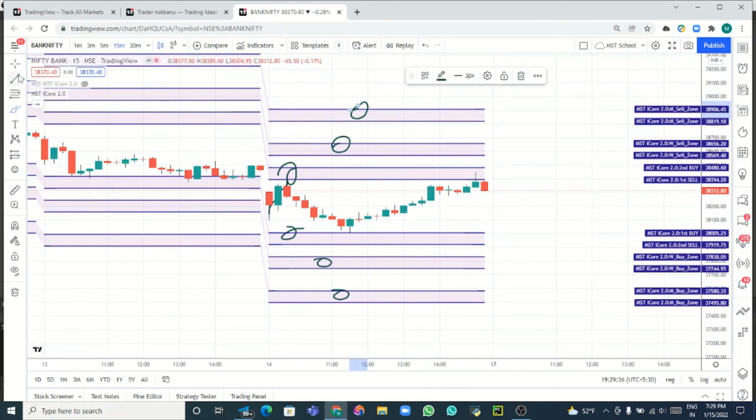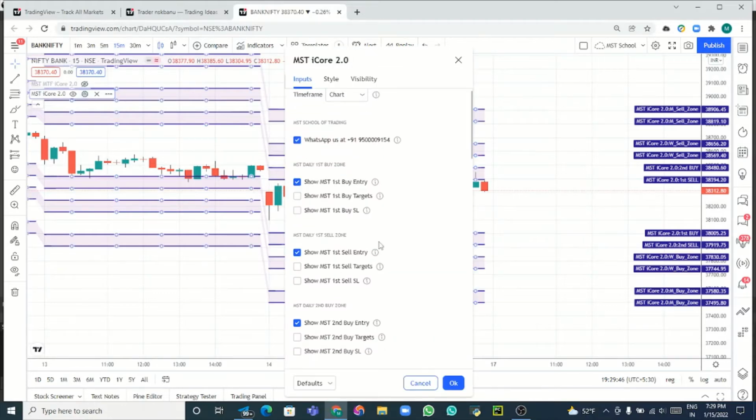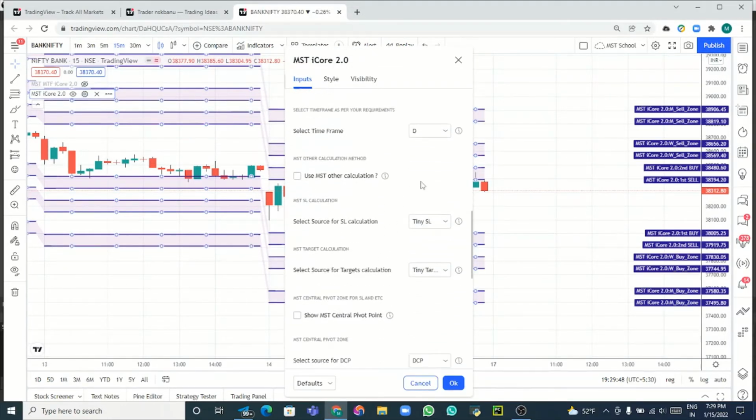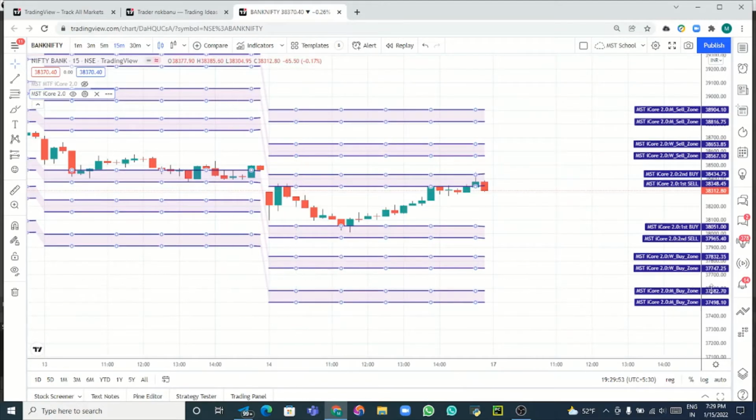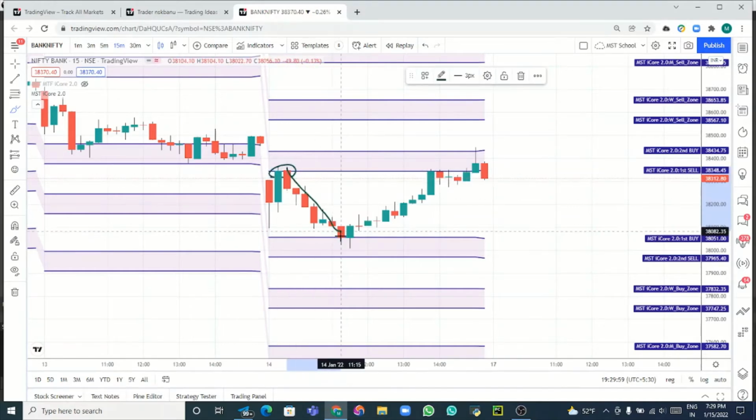So yesterday, what happened in Bank Nifty? Now you all can see. In Bank Nifty, what we are suggesting, you can keep by default, otherwise you can change to 360 also, it is up to you. Now you see what happened. Exactly, sell got activated here and it reached the buy level. Again buy activated, then reached the sell level.